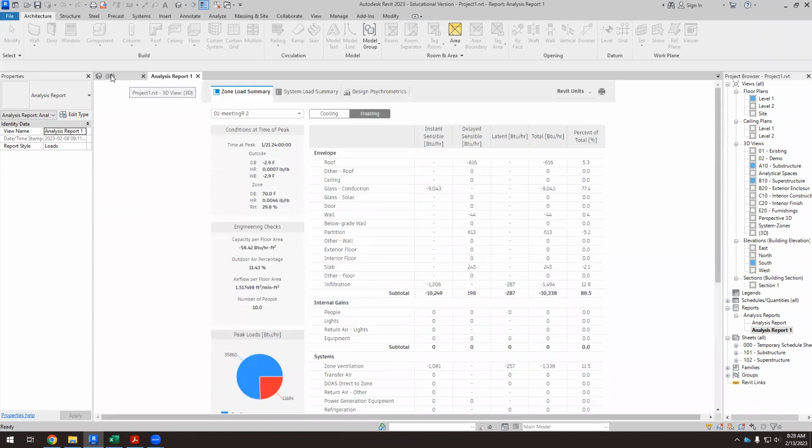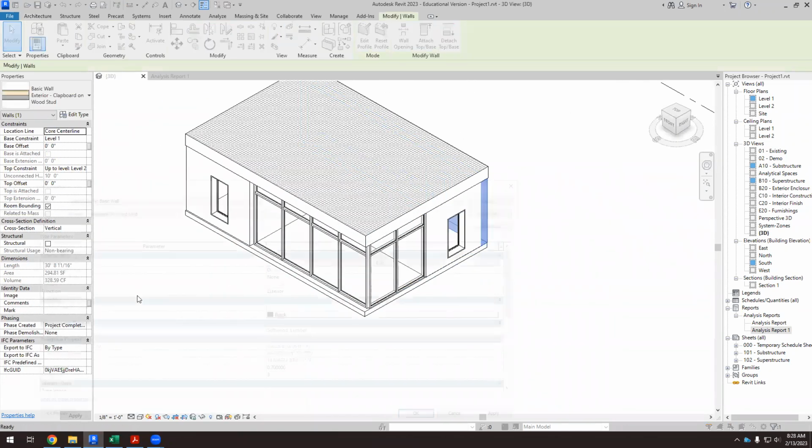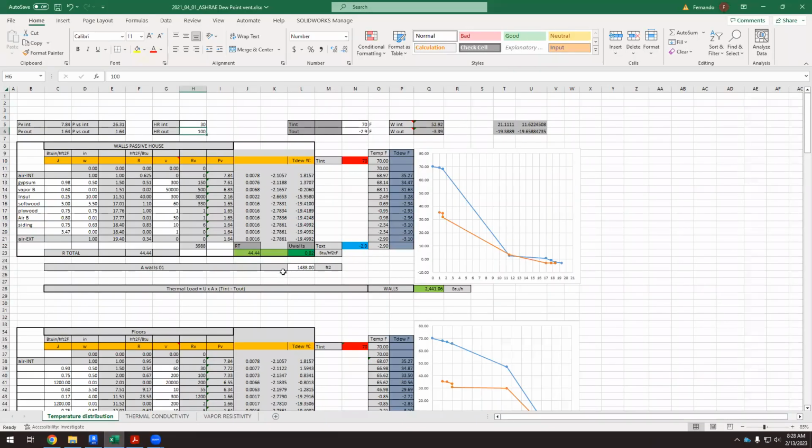And here in the 3D view, we need to see the R value of the wall. So in this wall, we have 44 here. And in the other, I think we did this last week, this is 44 as well. So we have the same detail, kind of. But now we should type the same area of walls.